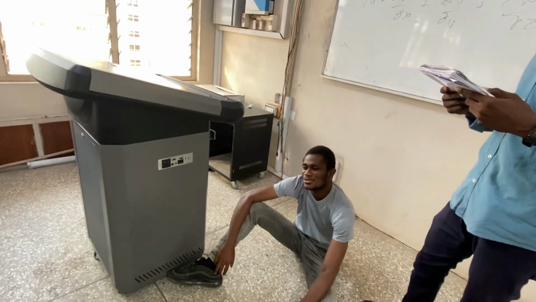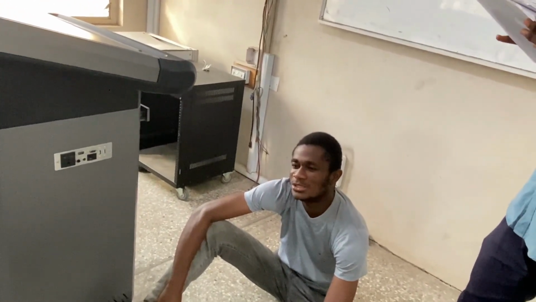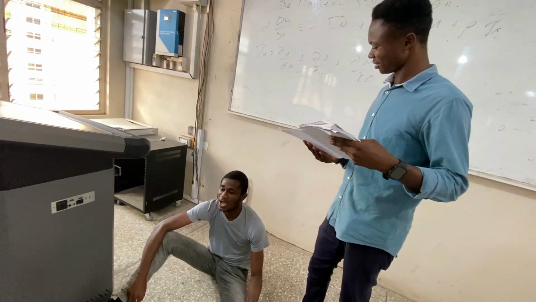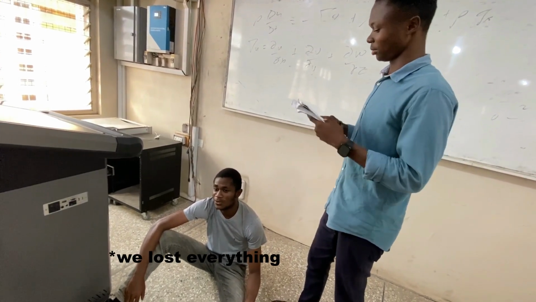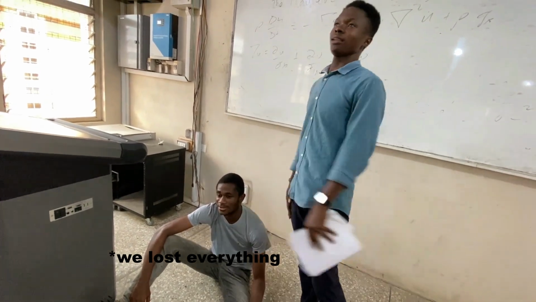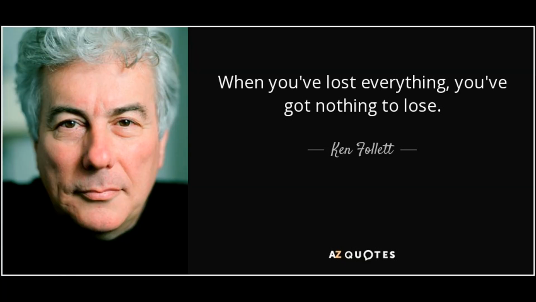Do you know one thing about this equation? No. It's $1 million. If we lost everything... We lost everything. We still got each other, bro. Yeah.